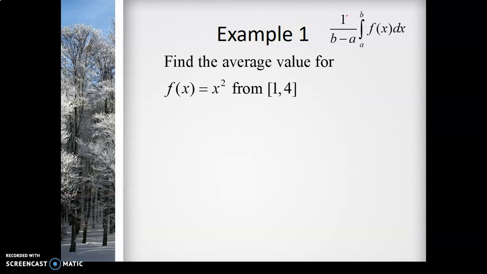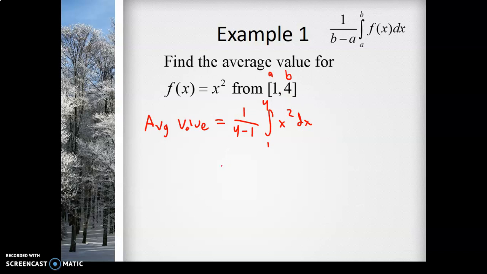So I've got my formula, 1 over b minus a times the integral from a to b of f of x dx. And I want to find the average value for f of x equals x squared. And I want to go from 1 to 4. So this is my a and my b. So I have a and b, and then I have my function. So I'm just going to set up the formula and then do the work. Average value is going to be 1 over b minus a times the integral from a to b of f of x dx. All right, so I'm going to integrate this part.